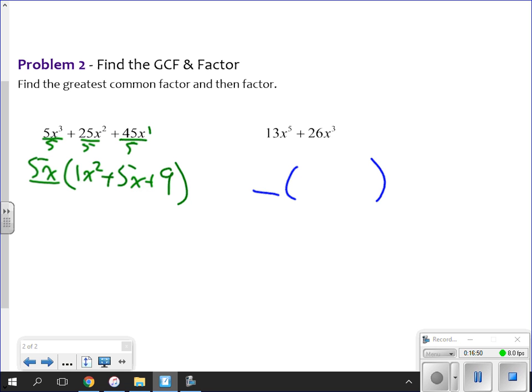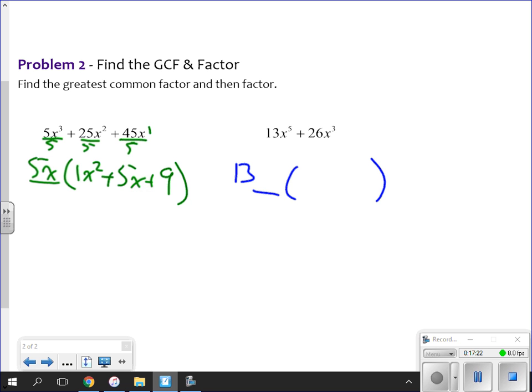If you're not sure, here's what you do. Take 26 divided by 13. If 13 goes in there evenly, then 13 is a factor. If 13 does not go into 26, then it's not a factor and you don't pull any numbers out. That can happen. It could be that nothing divides into any of the numbers. Then you have a 1 and you just worry about pulling out variables. Okay? 13 does go into 26, so 13 is what I pull out.